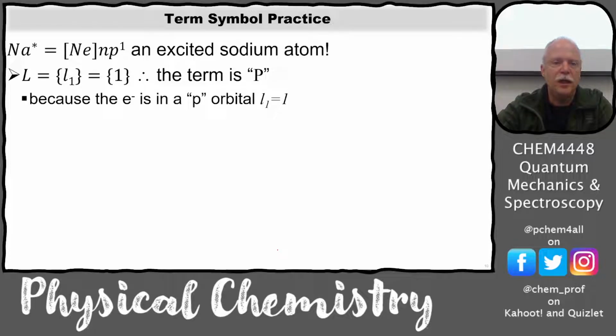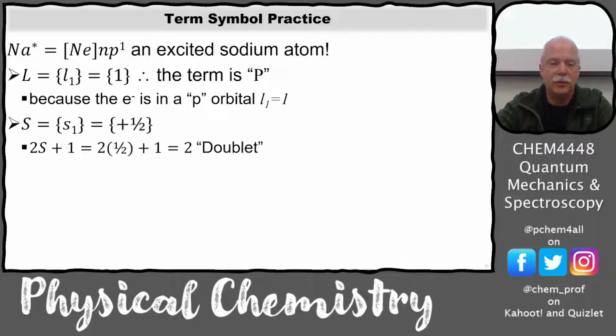Okay, so the electron's in a p orbital. So the term is a capital P. So that's straightforward. We only have an L of 1 because we don't have a second electron. Same thing for S. It's still a 1/2. And so we have a doublet.